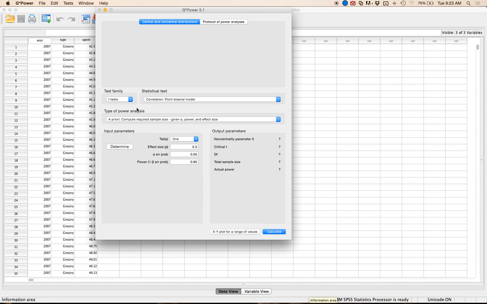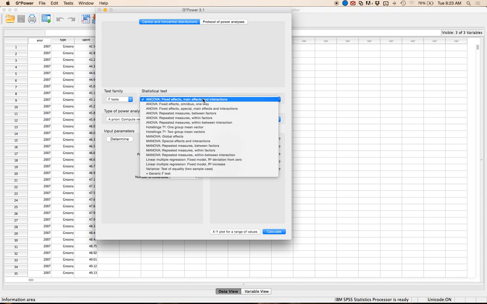G*Power in this one always needs to be on F tests for the family, because these are ANOVAs, and ANOVA is all under F. Then under statistical test, you've got several ANOVA options. We're only doing between subjects, so we don't want any of the repeated measures ones. The one-way one is clearly not correct because we're doing a two-way design. So we're going to use fixed effects, special, main effects and interactions. Essentially we're looking for the main effects and interactions one that just says ANOVA. Don't do ANCOVA, that's a different type of test.